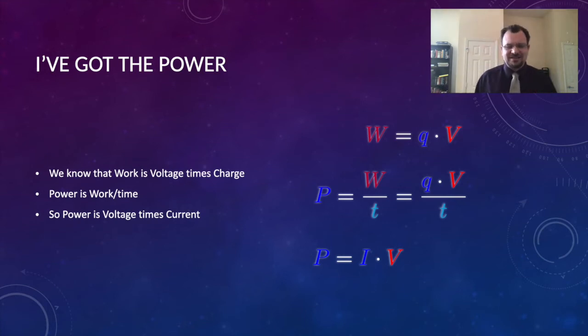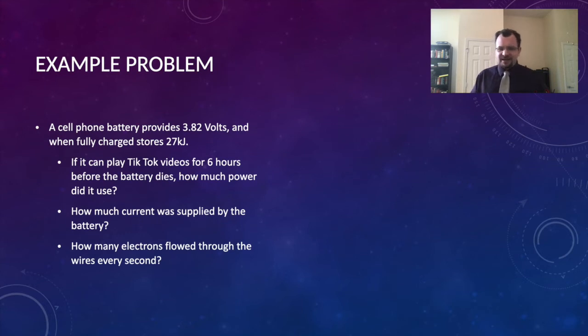So let's do an example problem. A cell phone battery provides 3.82 volts, and when fully charged stores about 27 kilojoules. I believe that the numbers that I found for this problem are for an iPhone 7, but I don't quite remember. So if it can play TikTok videos for 6 hours, oh dear, the old teacher is trying to sound cool by using buzzwords, before the battery dies, how much power did it use? So let's figure that out.